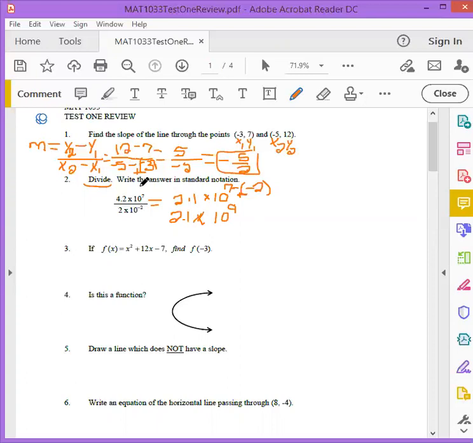Now the second part of the question tells us to write our answer in standard notation. That means take it out of scientific notation. So it's 2.1. We have to move our decimal point 9 spaces to the right. One, two, three, 4, 5, 6, 7, 8, 9. You should wind up with 8 zeros.